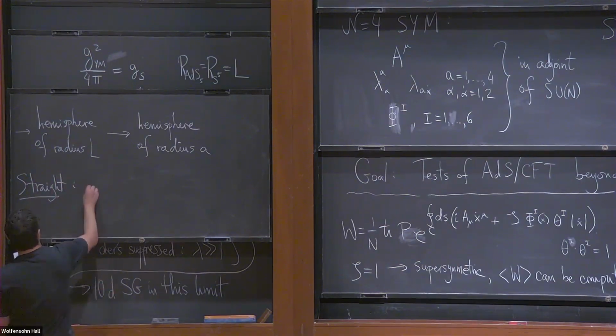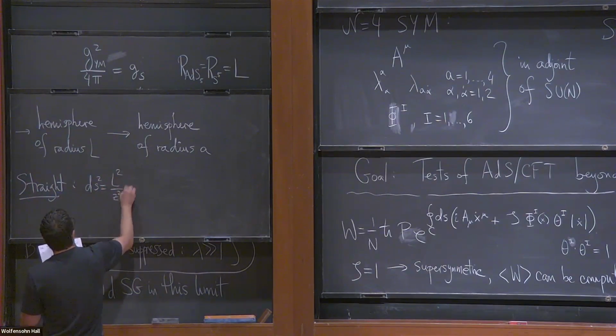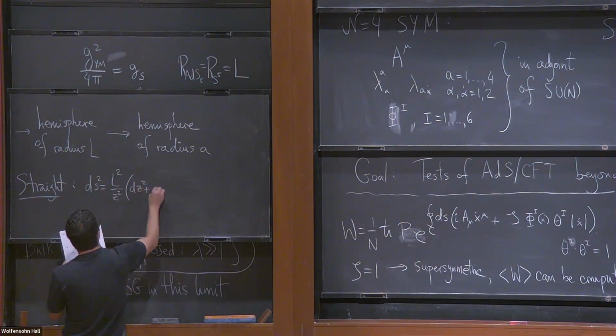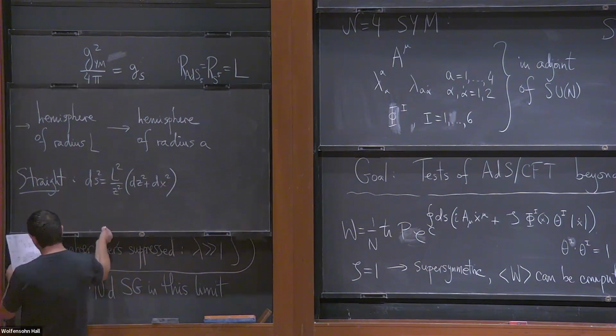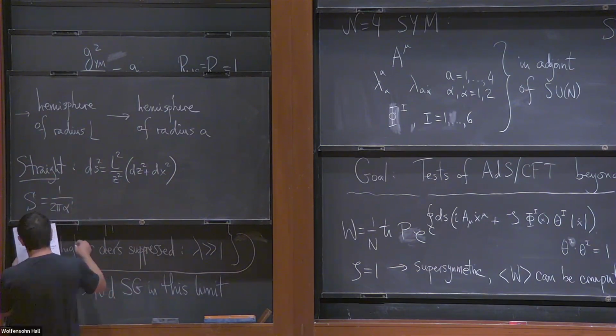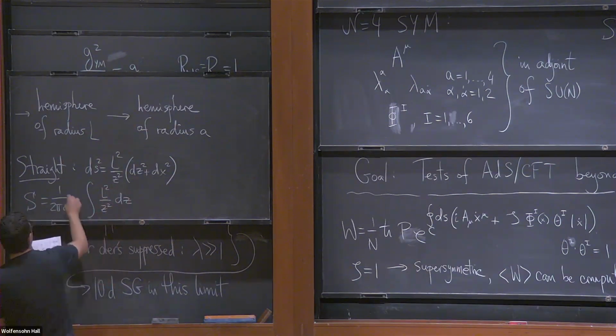For the straight worldsheet, the induced metric on the worldsheet is L squared over Z squared times dZ squared plus dx squared. So then the action is 1 over 2 pi alpha prime times the area. The area is the integral of the square root of the metric. The square root of the metric is L squared over Z squared times dZ dx. I can integrate dx and I get delta x, the spatial extent.